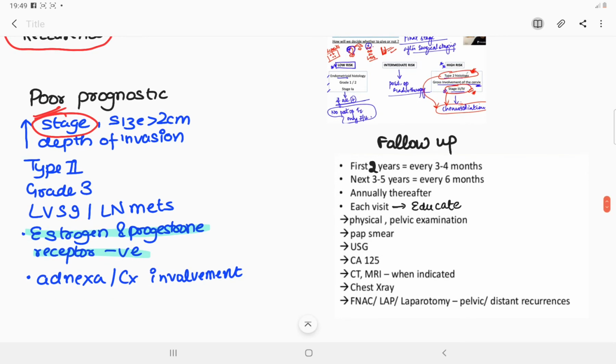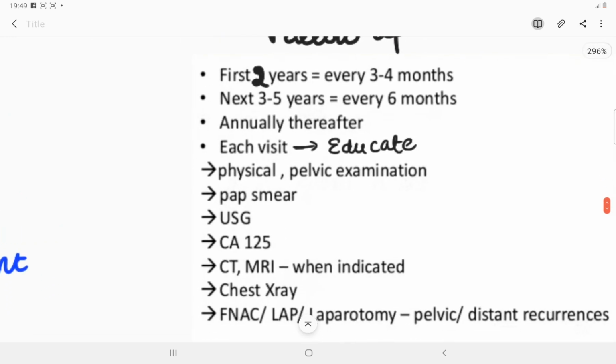Then how to do the follow-up of the patient? For the first 2 years, follow-up is done every 3 months. For the next 3 years, every 6 months, then annually. At each visit, we have to educate the patient about lifestyle modification and symptoms of recurrence of carcinoma. Then we examine her physically, with a pelvic examination. Pap smear and transvaginal scan are done. CA125 is optional; if there were higher values before, then we have to do CA125. CT or MRI is done when indicated. Chest X-ray is done.